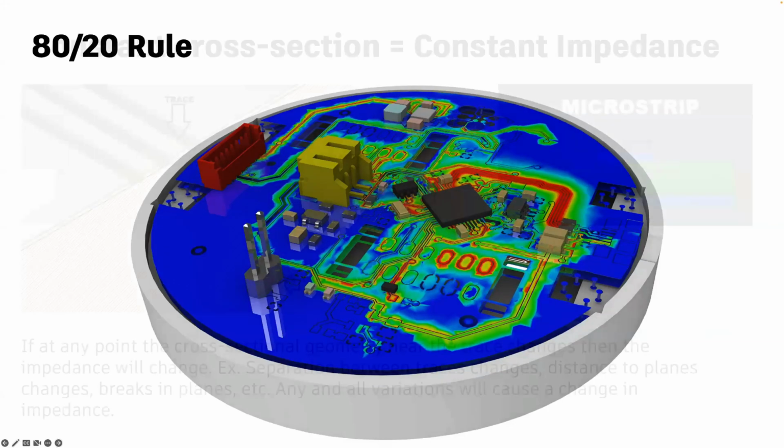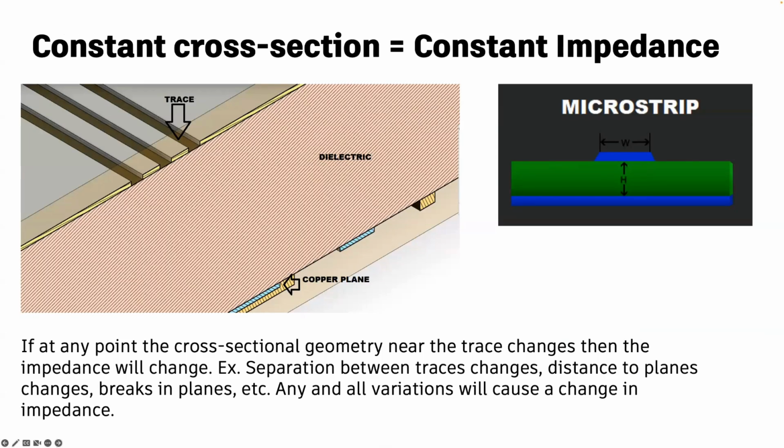First off, if you have a constant cross-section, you have a constant impedance within the vicinity of the trace of interest. Now, how close is too close, or how close is close enough? That's a subject for a completely different webinar. But within a certain proximity to the trace, as long as the cross-section is constant, the impedance will stay constant. If anything changes, such as the separation between polygons and the trace, or if you have a gap, any change in that geometry will lead to a change in impedance.